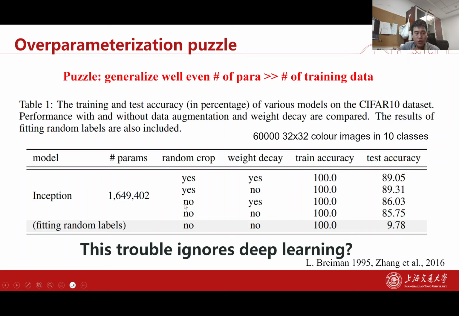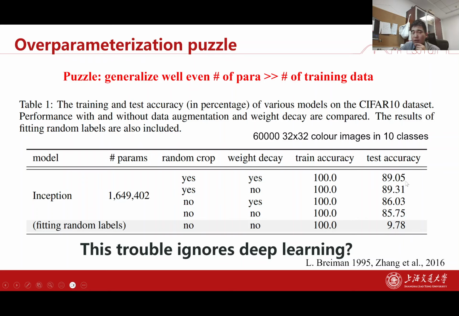Even if they shuffle the labels for the training data, they can still reach 100% accuracy, meaning this model is very large. It has a very large number of parameters, much larger than the number of training data. The random guess on the test samples is almost 10%, and we can see that for normal training, the test accuracy is much larger than the random guess, almost close to 90%.